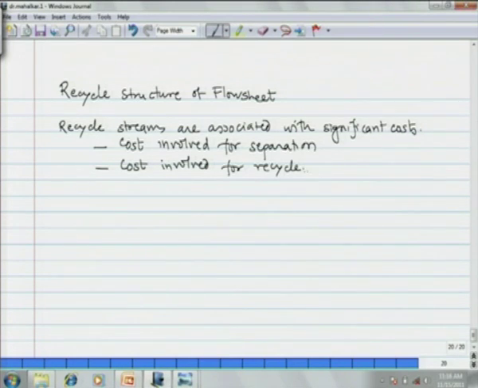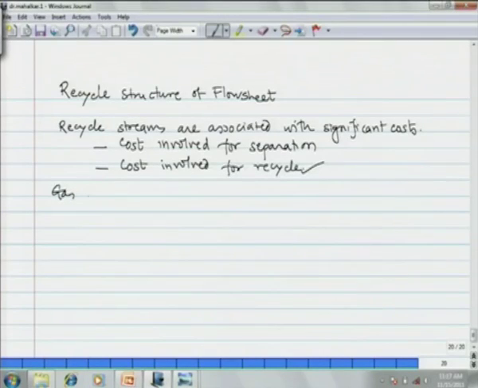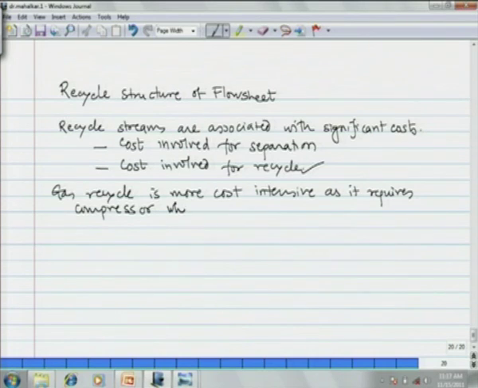Now, as far as the second cost is concerned, the cost for the recycle, this cost is not much for liquid streams, because liquid can be simply pumped and the cost of a pump is very small, a minor item in the process flow sheet. However, if we have to recycle gas, then we need a compressor, which is not only cost intensive in terms of capital cost, but also operating cost. So, the gas recycle is more cost intensive, as it requires a compressor which has high capital as well as operating cost.